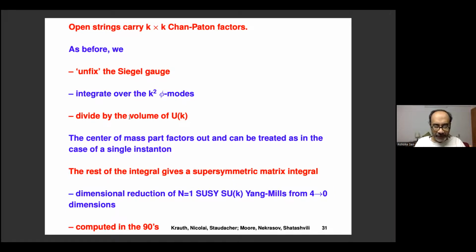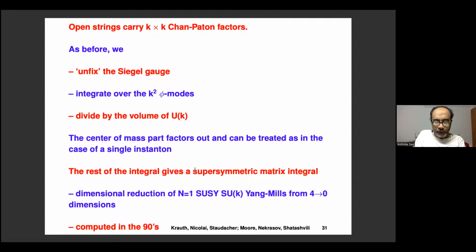After you do that initial part, then comes the hard part, because you have to do the integral now. The center of mass part factors out, and that can be treated as in the case of a single instanton. The only difference is you get some powers of k, because the center of mass weight factor has a 1 over k, etc. Those can be taken care of. But the rest of the integral gives a supersymmetric matrix integral, because you have both fermions in the adjoint of SU(k), the U(1) part having been factored out, and also bosons in the adjoint of SU(k).